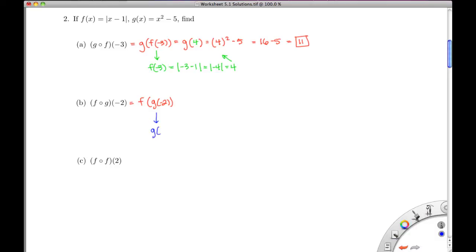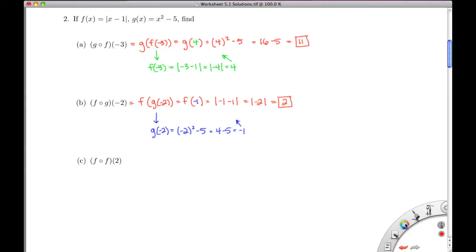evaluate first. So g of -2. Again, g, which we just used in part A, is just going to be the input squared minus 5. So that's going to give us 4 minus 5, or a value of -1. We'll bring that back up top, and we'll go ahead and calculate f of our new input, in this case -1. This is going to give us the absolute value of -1 minus 1, which will give us the absolute value of -2, which will just give us a value of positive 2.